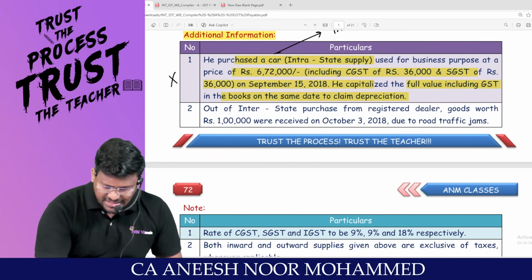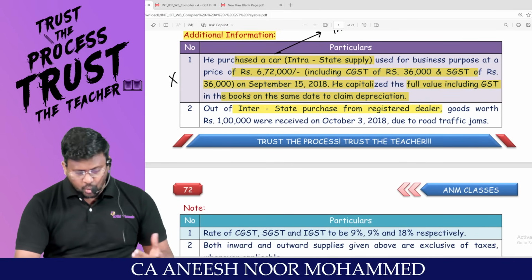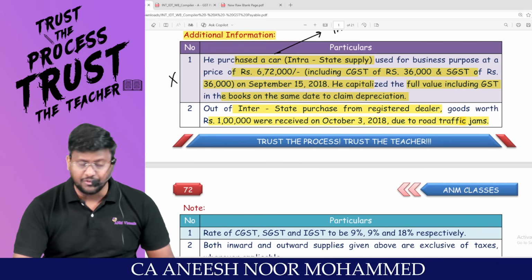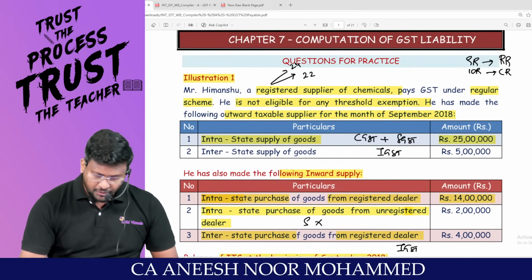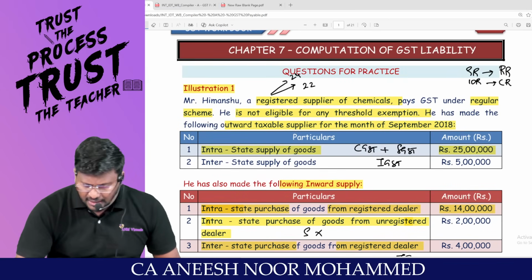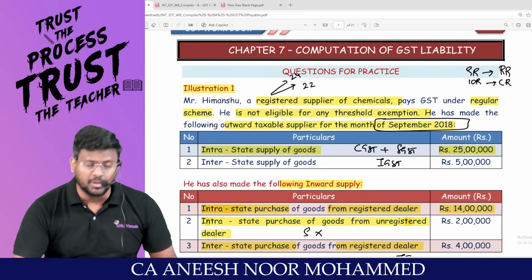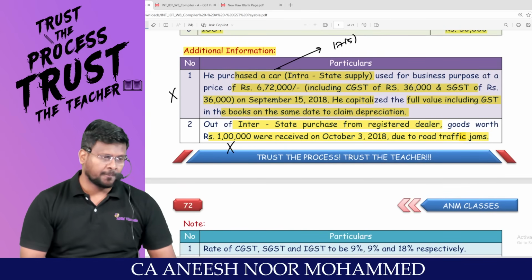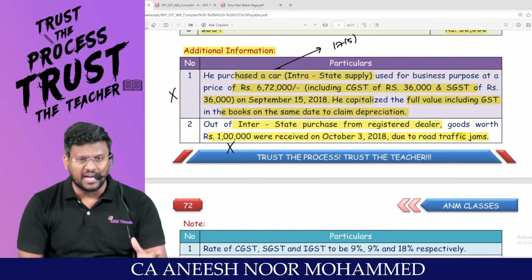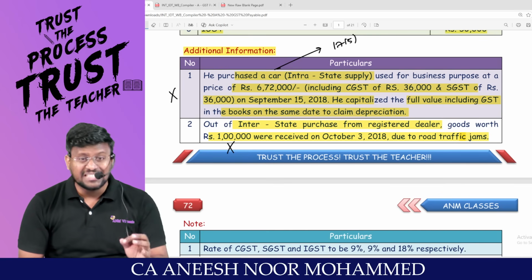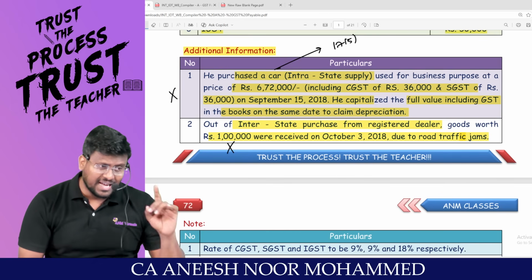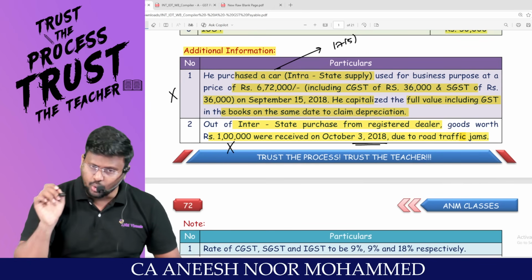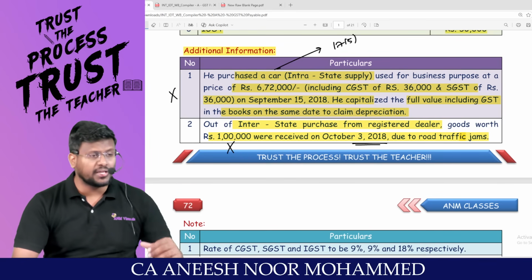Out of interstate purchases from a registered dealer, goods worth rupees 1 lakh were received only in October due to a road traffic jam. We are going to calculate the GST payable for the month of September. That means in September, 1 lakh rupees worth of goods has not been received. Sir, if you are receiving goods as lots or installments, ITC can be availed only on receipt of the last lot or installment. That means for this 1 lakh, since it has been received in October, we can take ITC only in the month of October.